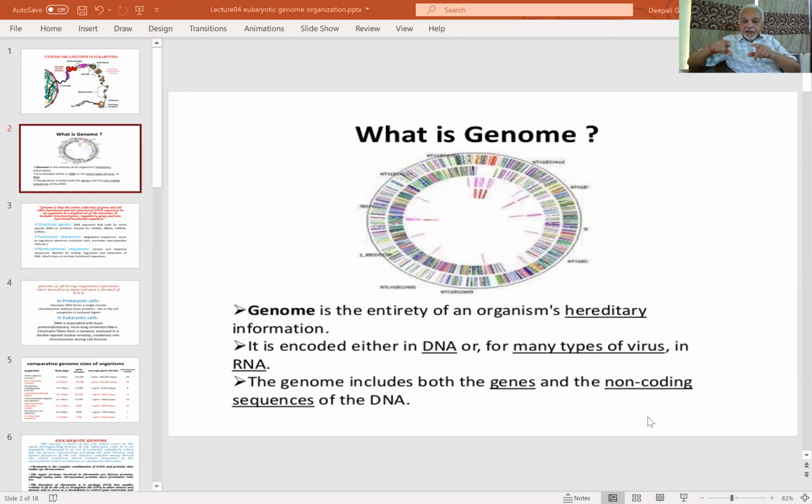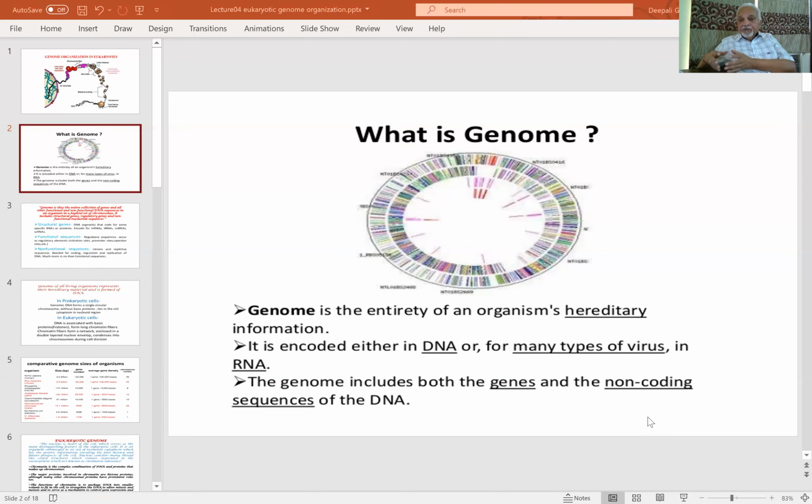So it is entirely this molecule which is responsible for the transmission of genetic information from one generation to another, and also for carrying out the cellular function in the same generation. And also, when we say genome, genome covers basically the gene part of the DNA, and also the sequences which are not coding for any protein. Okay, so genome covers basically the coding part of the DNA and the non-coding part of the DNA.